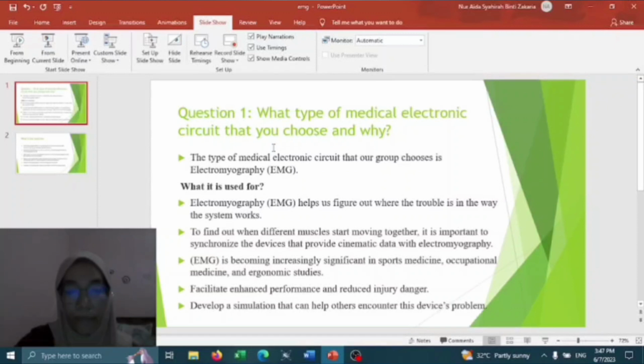I want to explain about question 1. What type of medical electronic circuit that you choose and why? The type of medical electronic circuit that I will choose is electromyography, EMG. What is it used for?